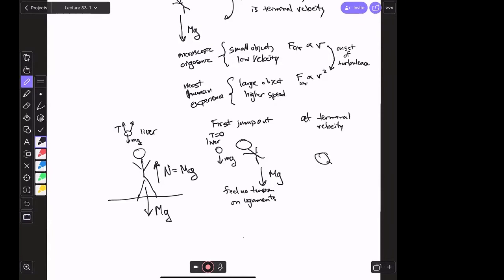But when you're at terminal velocity, now it's different. Now you're falling down, you've got your weight force here, but it's being countered by the air resistance. So you're no longer accelerating. And similarly, your liver had better not be accelerating either. So we better be back to the same condition we were when you were standing on the ground. So tension on the liver ligaments is equal to the mass of the liver times g.